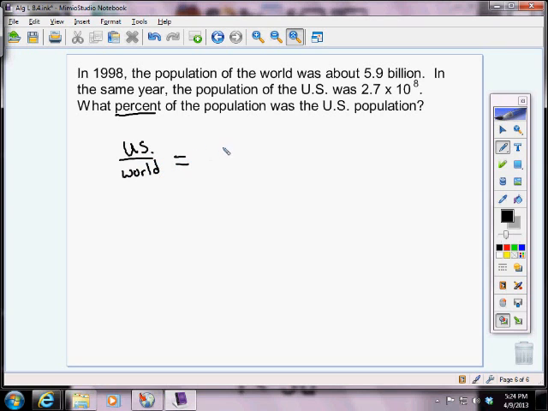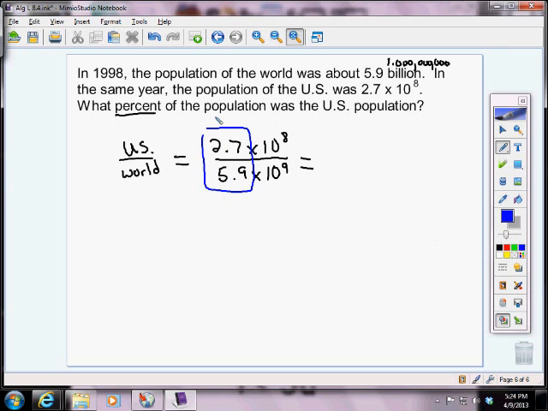Well, the US population was 2.7 times 10 to the 8th. The world population was 5.9 billion. That's like saying 5.9 times 10 to the 1, 2, 3, 4, 5, 6, 7, 8, 9. So again, percent, part out of the total. So if we keep doing these problems like we practiced in the past, divide this out.